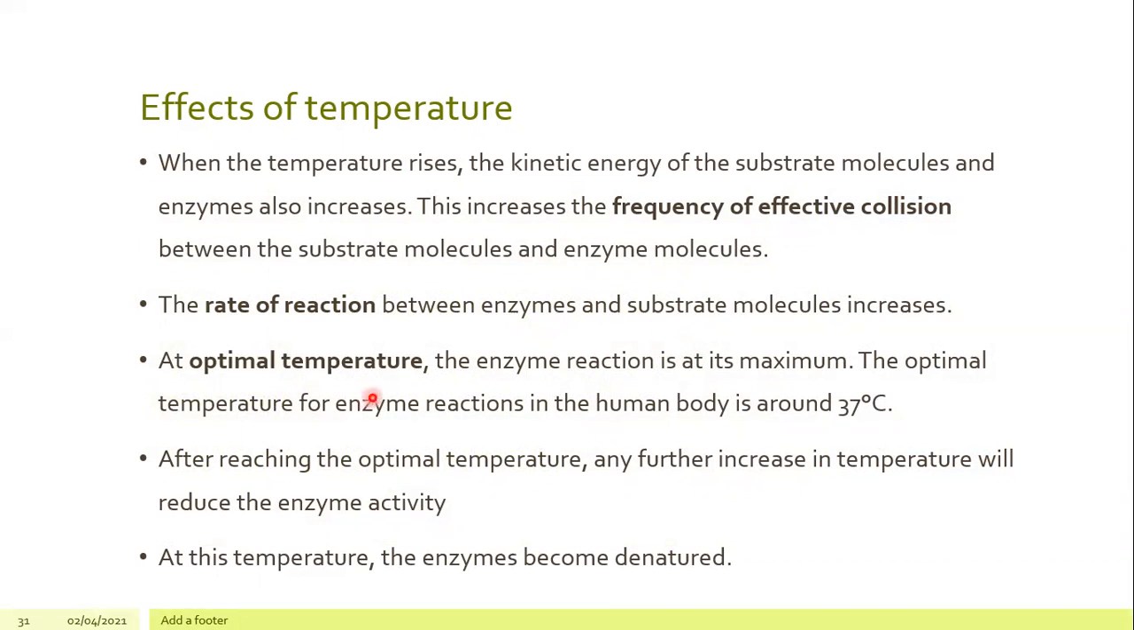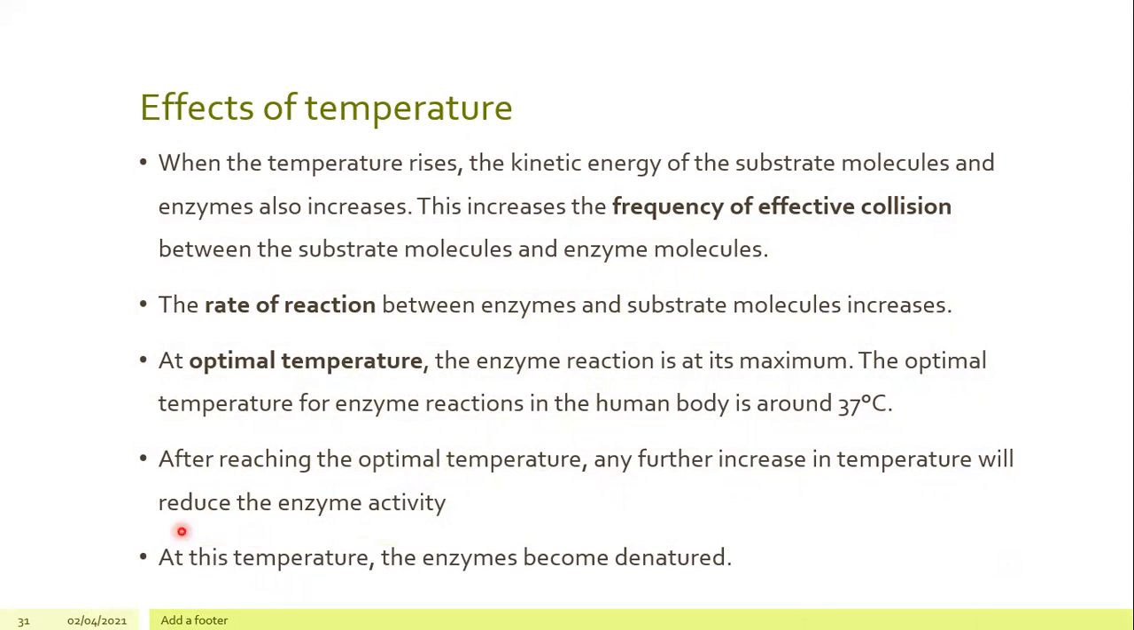So at the optimum temperature, when both the enzyme and substrates are at their optimal temperature, the enzyme reaction is at its maximum. Okay, and the optimal temperature for enzymes in the human body is 37 degrees Celsius. That's why our body temperature without a fever will always be kept constant at around 37 degrees Celsius. After reaching the optimal temperature, any further increase in temperature will reduce it. All right, later I will show a graph. You can see how the reaction goes.